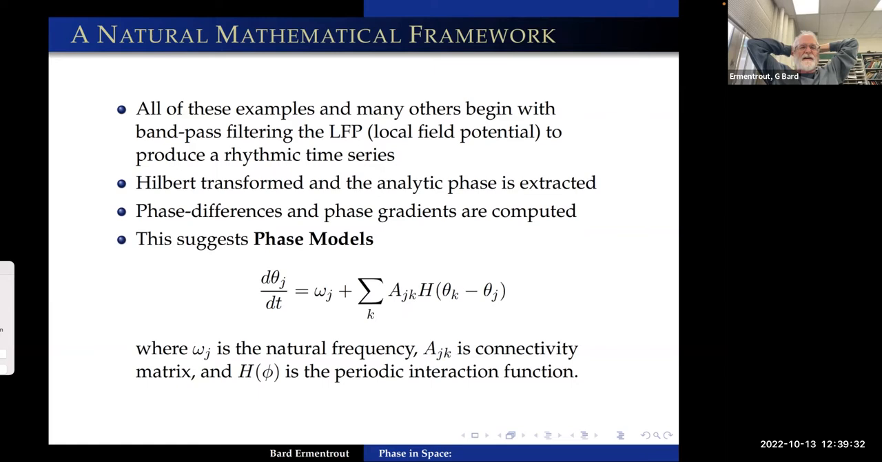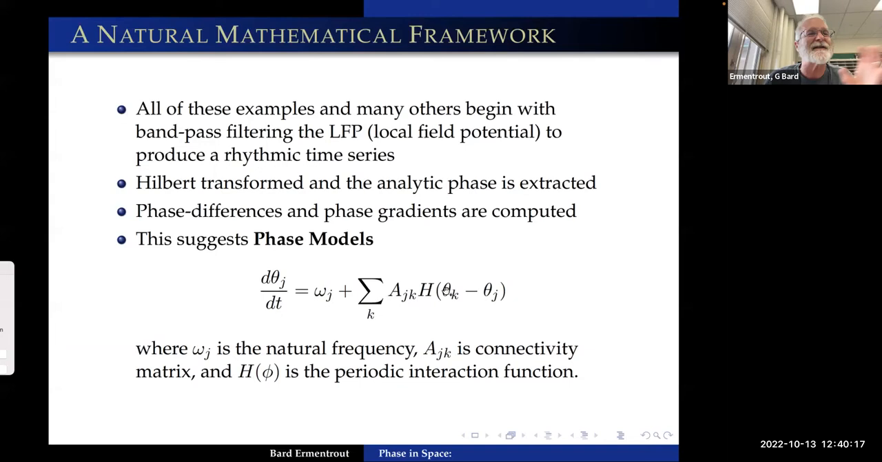In a phase model, each point in space, each oscillator or whatever, is represented by a single variable, the phase. In the absence of interactions, this just rotates counterclockwise at some frequency omega. Each time it hits noon, it can send out a signal to all the other guys. Then we couple these up with all the other phases with some sort of coupling matrix, A_jk, and some interaction function.